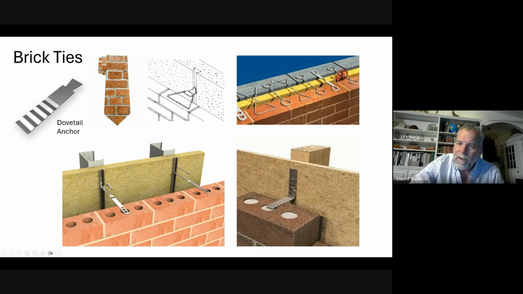So you can see what happens here is the backup block gets built, the brick tie gets laid in the mortar joint as you go, and you wind up with a block wall with a whole bunch of brick ties sticking out of it. Then the membrane and the insulation are applied, and then the brick is built up.